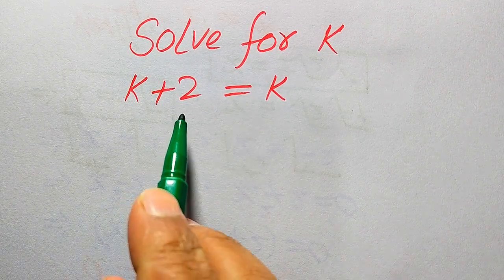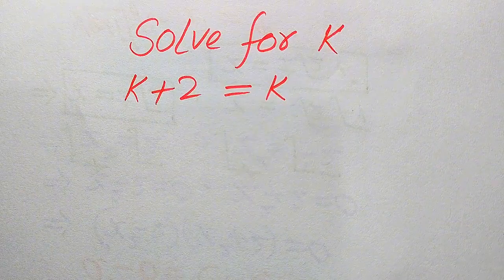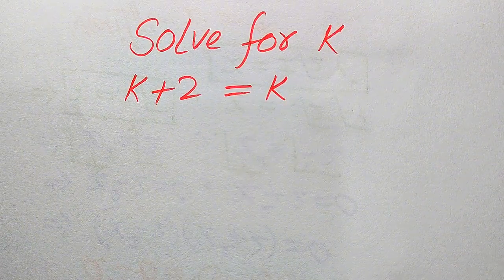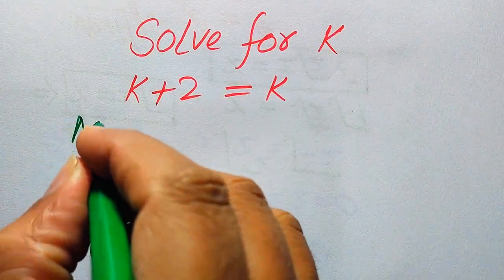So here we have k + 2 = k, and we solve this problem for all the values of k. First we need to find all the roots of this equation, and at the last we will verify which of the roots are solutions and which of the roots are extraneous roots. Further, we solve this problem by two methods.